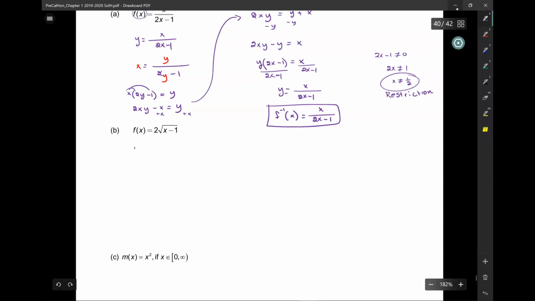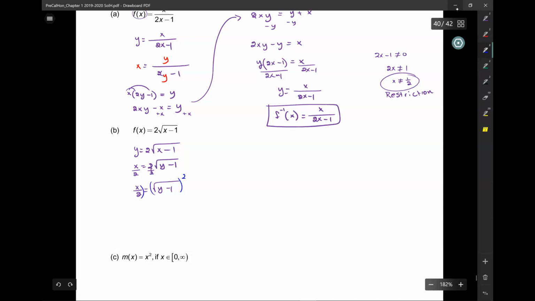All right, let's move on to this next one. I'm going to say y equals 2 root x minus 1. First, I think to myself, does this even have an inverse function? Well, the square root graph does pass the horizontal line test, so yes, it does. All right, let's interchange x and y. All right, now I'm going to solve for y. Divide by 2, divide by 2. x over 2 is equal to the square root of y minus 1.